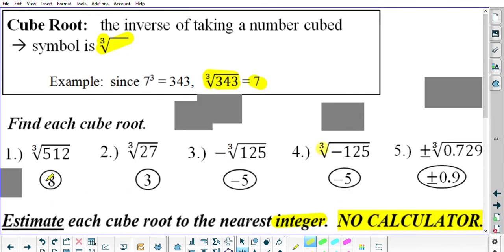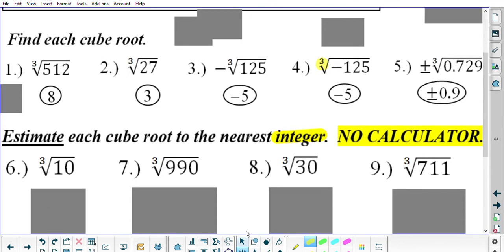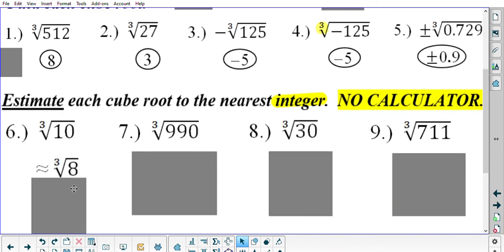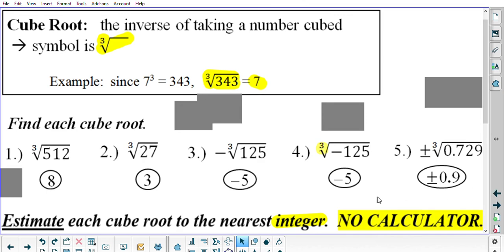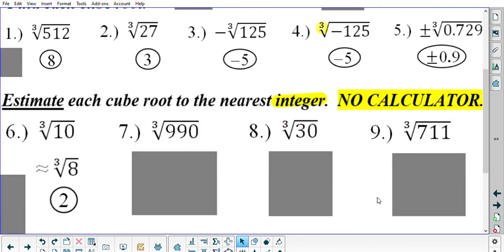And so that's what we're going to use for problem number 6. We're going to say this is close to being the cube root of 8. And the cube root of 8 would be 2. Therefore, the closest integer estimate for the cube root of 10 is 2. All right, now that I've done problem number 6 with you, try 7, 8, and 9 on your own. You can also do number 10 on your own if you have the guided notes typed up for you. So hit pause, do those problems on your own, then hit play when you're ready for me to go over the answers.